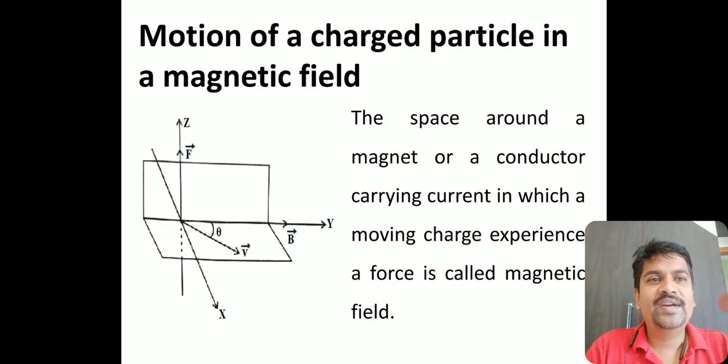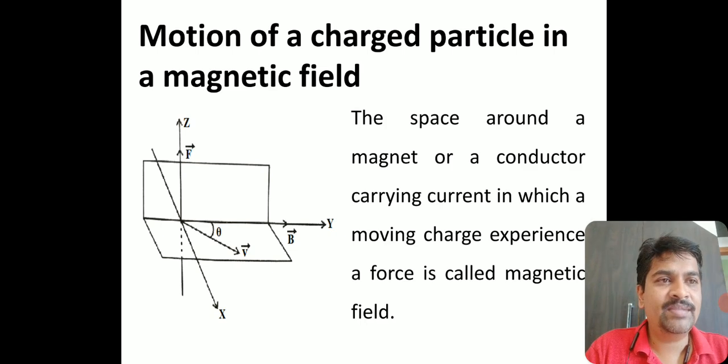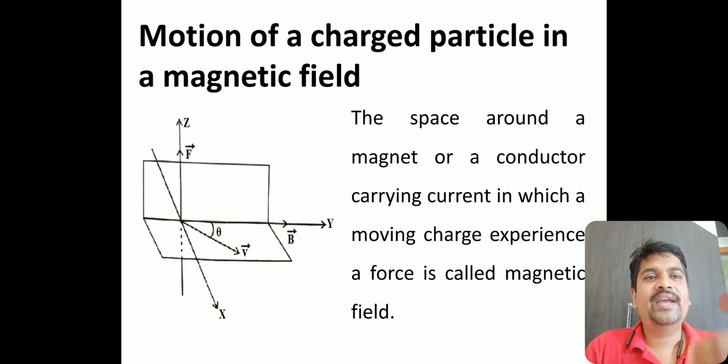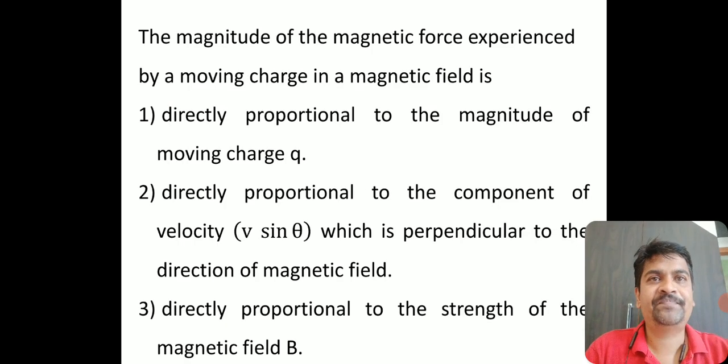Now what I am looking at here is the force experienced by a moving charge when it is placed in a magnetic field. We have a magnetic field in this direction, which I showed you in the diagram, and we have a velocity vector. The angle between the velocity vector and the magnetic field is theta, and a force is experienced by the moving charge when placed in a magnetic field. So this is known as the mechanical effect of electric current.